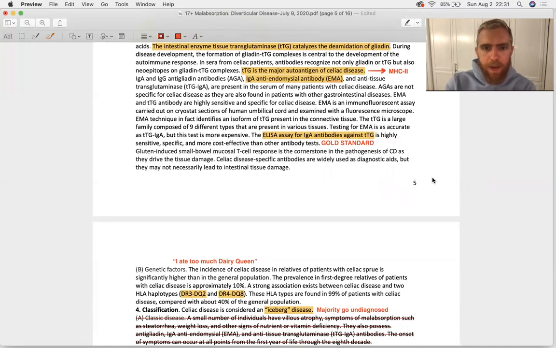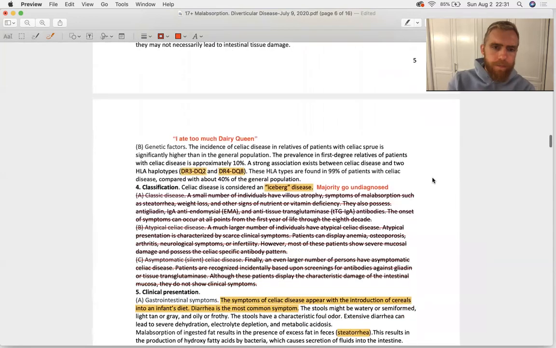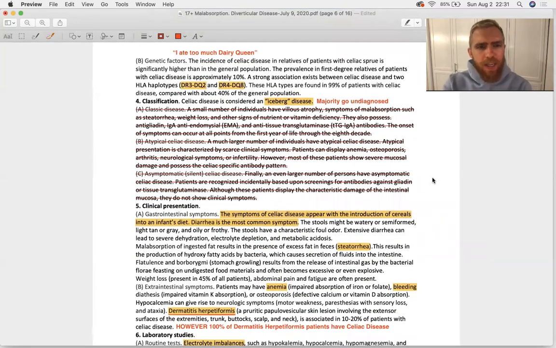And there's a lot about the enzymes and the approach to diagnosing celiac based on enzymes at the bottom of page 5 here. You can read up on that if you want. What I'm focusing on is that the ELISA assay for IgA antibodies against tissue transglutaminase is our gold standard diagnosis. So if they give you a presentation of celiac and they say, what test would you like to order? ELISA for TTG IgA. Now, there's an HLA haplotype or 2 that gives you a predisposition to gluten. That's going to be DR3-DQ2 and DR4-DQ8. And the mnemonic I've heard for that is I ate too much Dairy Queen. That's DQ, 2, and 8.